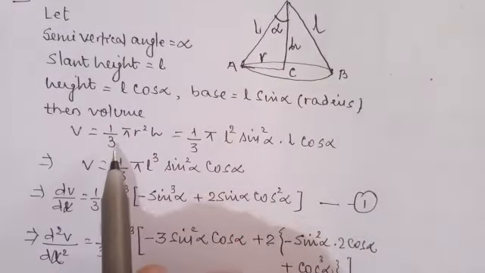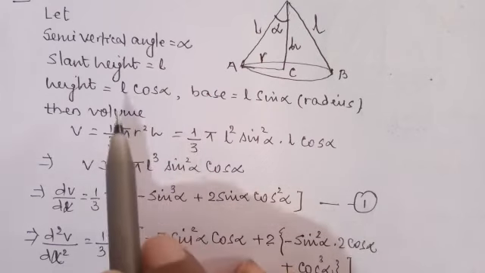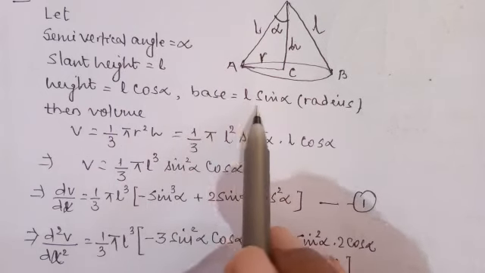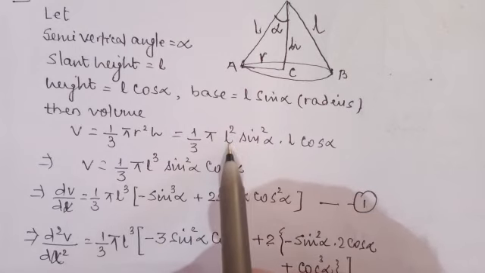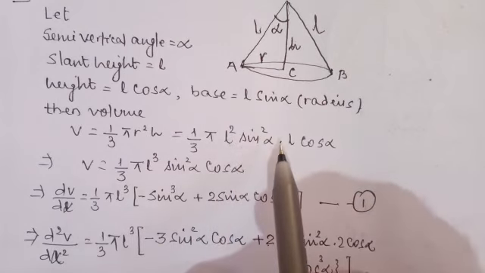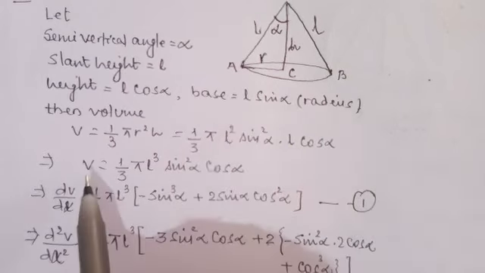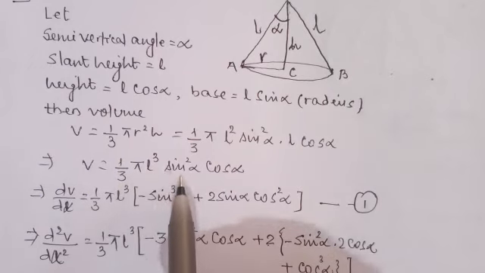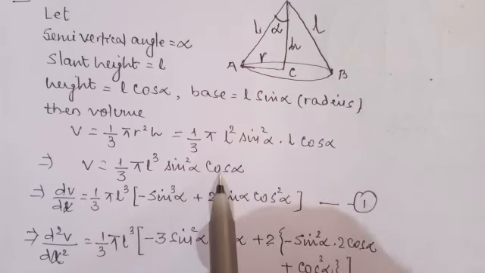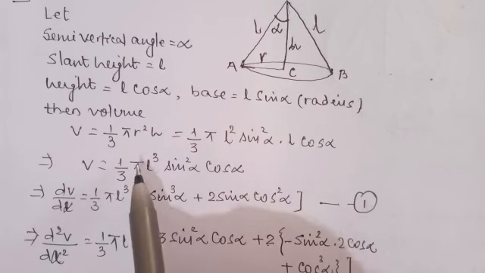Thus the volume of the cone, which is 1 by 3 pi r square h, where r, the radius of the base, is L sin alpha, so it should be pi into L square sin square alpha into L cos alpha, which is the height. Simplify this, then V equals 1 by 3 pi L cube sin square alpha into cos alpha. Now differentiate it with respect to alpha.